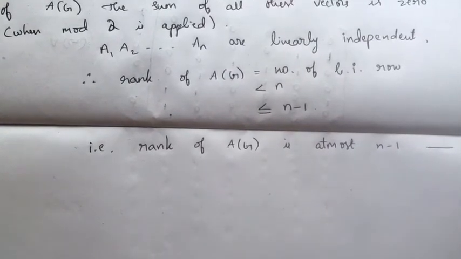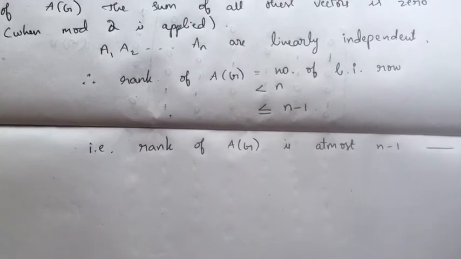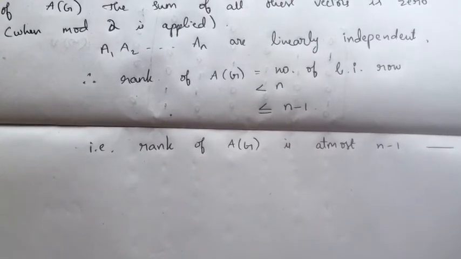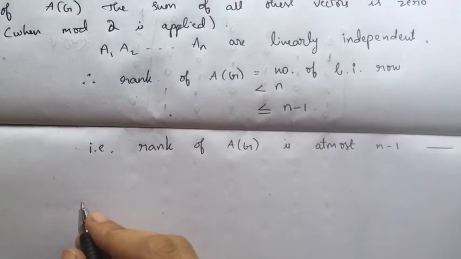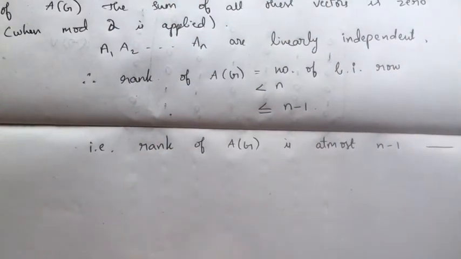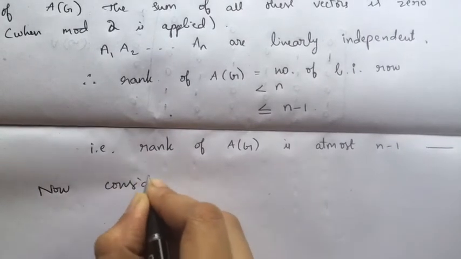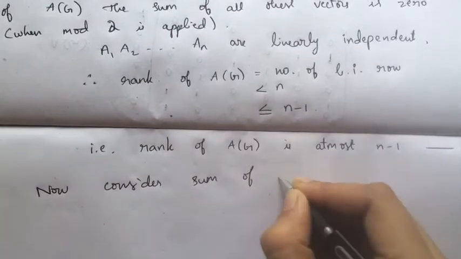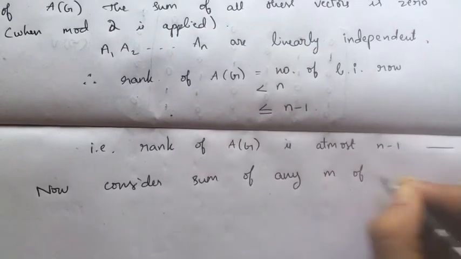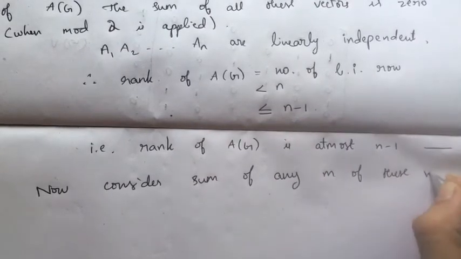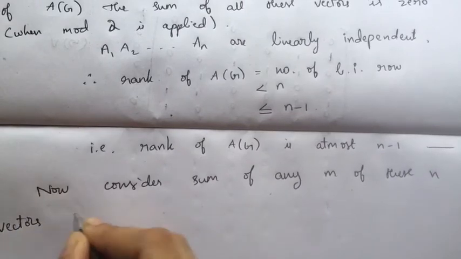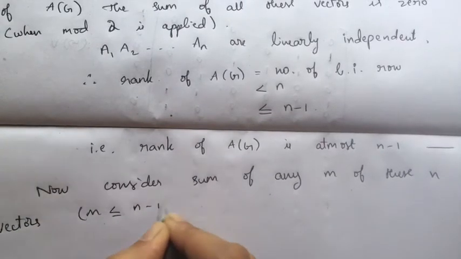Now, if I consider the sum of any m of these row vectors, where m is less than or equal to n minus 1, any m of these n row vectors, if I take their sum, then I can represent it, I'll write now, as the sum of any m of these n vectors, where m is less than or equal to n minus 1.